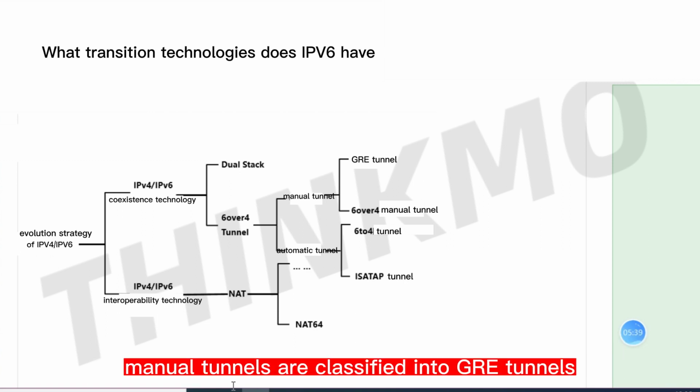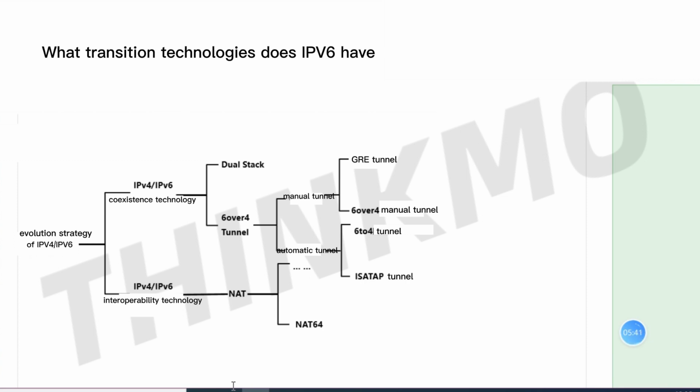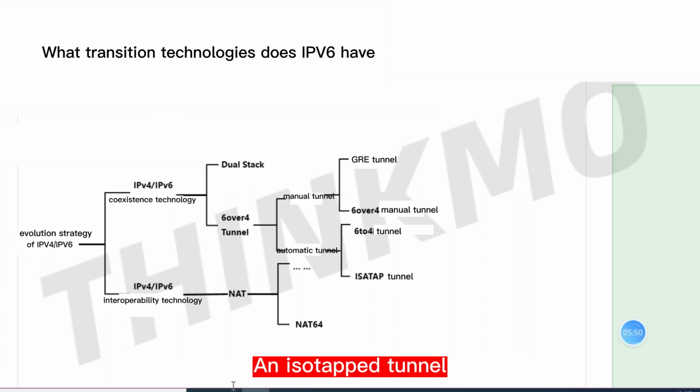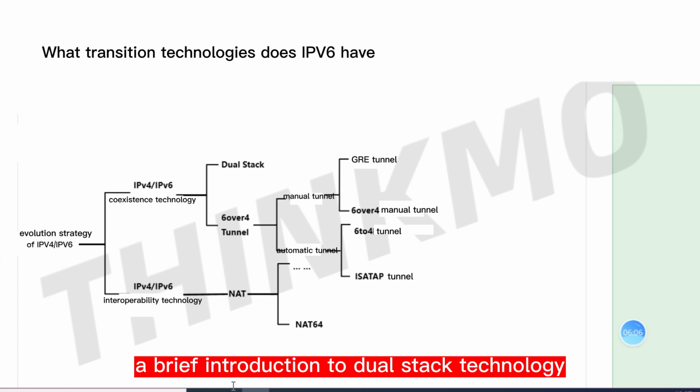Manual tunnels are classified into GRE tunnels and 6-to-4 manual tunnels. Automatic tunnels are divided into 6-to-4 tunnels and ISATAP tunnels. And then the interworking technology. The interworking technology is NAT64, which converts IPv4 to IPv6 and IPv6 to IPv4. So what are we going to do? A brief introduction to dual stack technology.